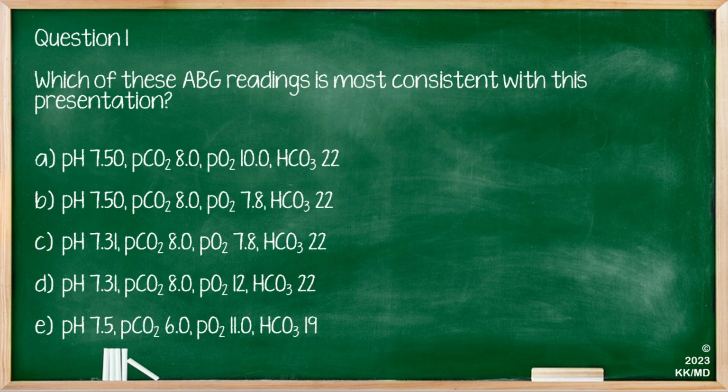So I'll give you guys a minute to read all of these, but having a look at these, option A is pH of 7.5, PCO2 of 8, PO2 of 10, bicarbonate of 22. Option B is a pH of 7.5, PCO2 of 8, PO2 of 7.8, and bicarbonate of 22. Option C is a pH of 7.31, PCO2 of 8, PO2 of 7.8, and bicarbonate of 22. Option D is a pH of 7.1, PCO2 of 8, PO2 of 12, bicarbonate of 22. And option E is a pH of 7.5, PCO2 of 6, PO2 of 11, and bicarbonate of 19.